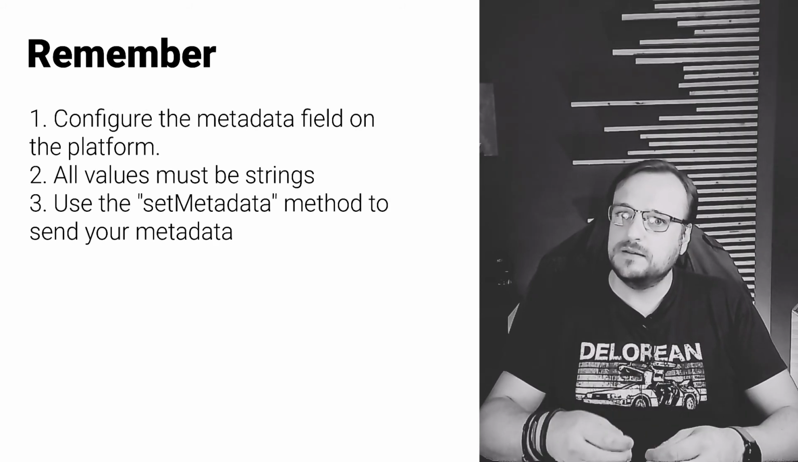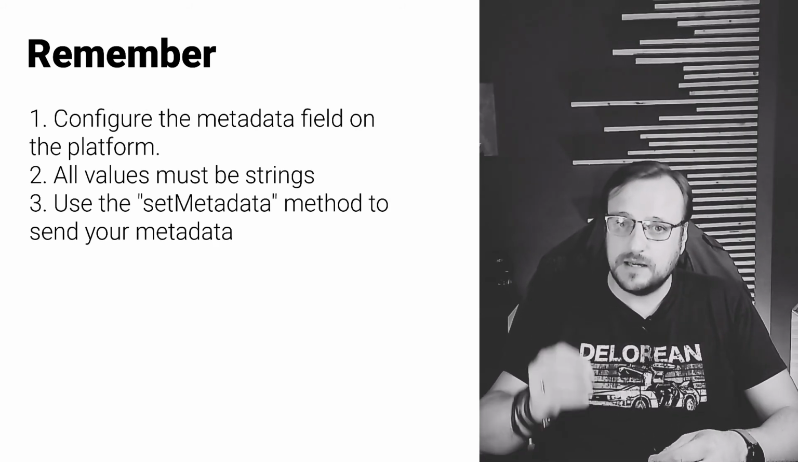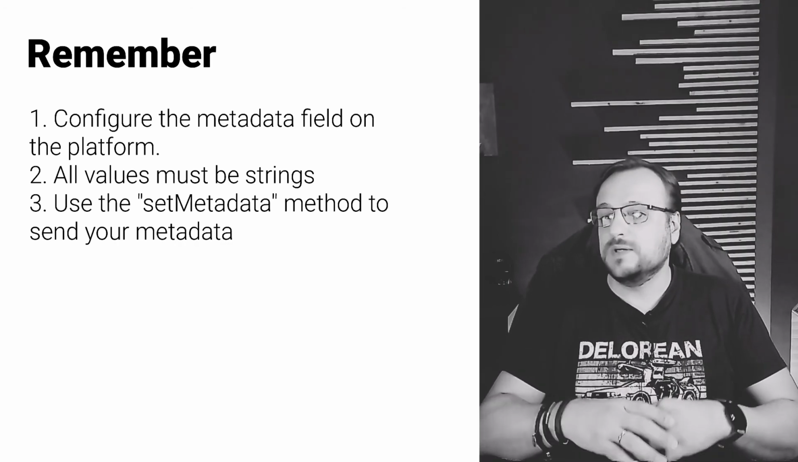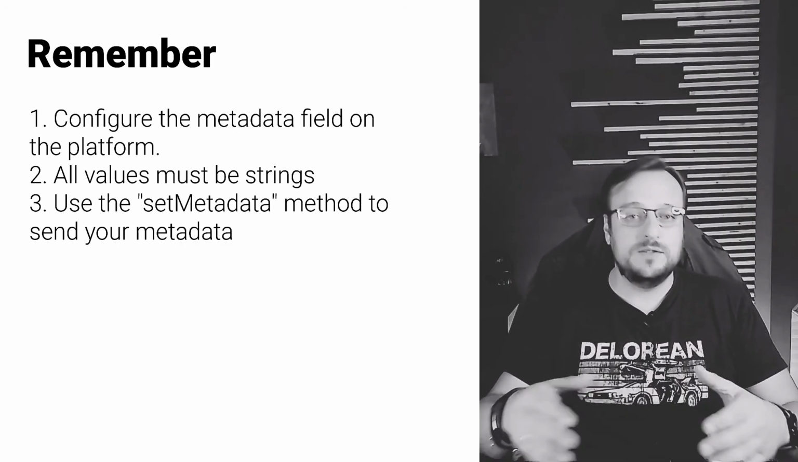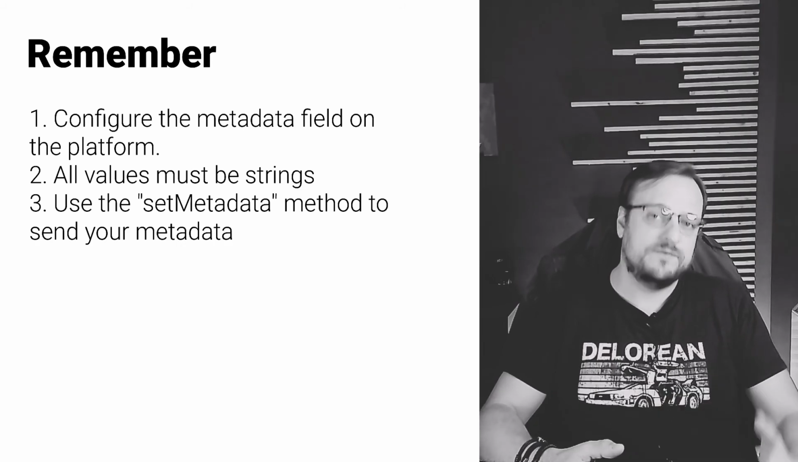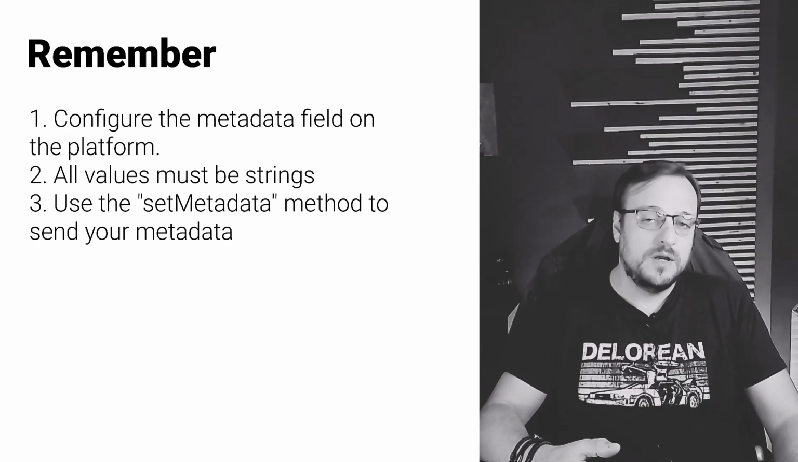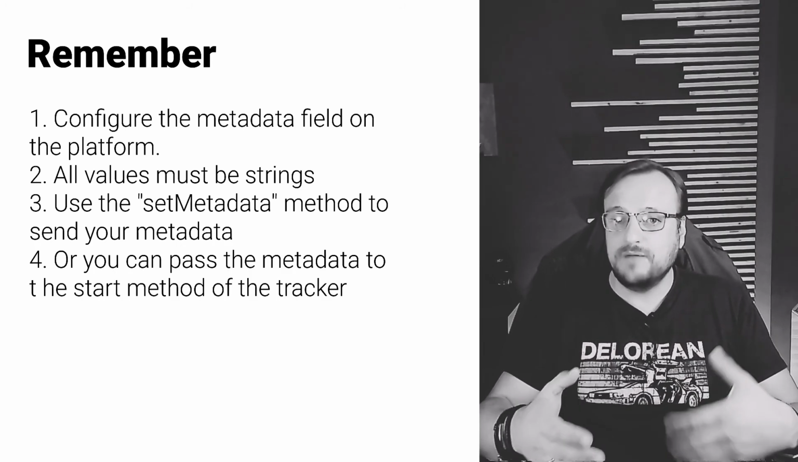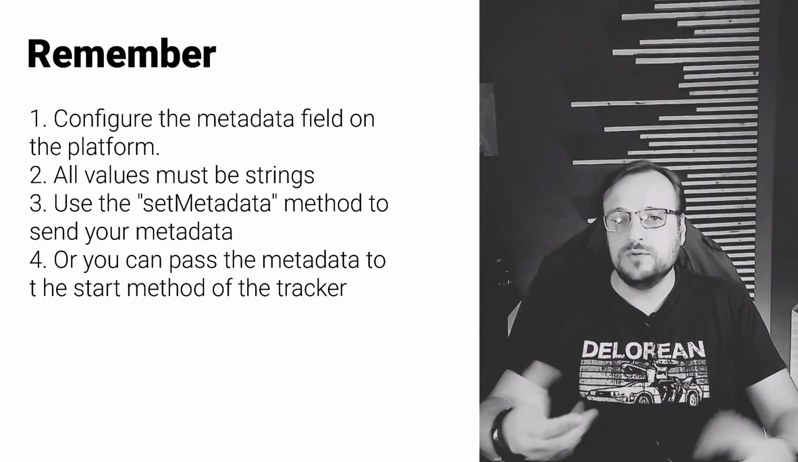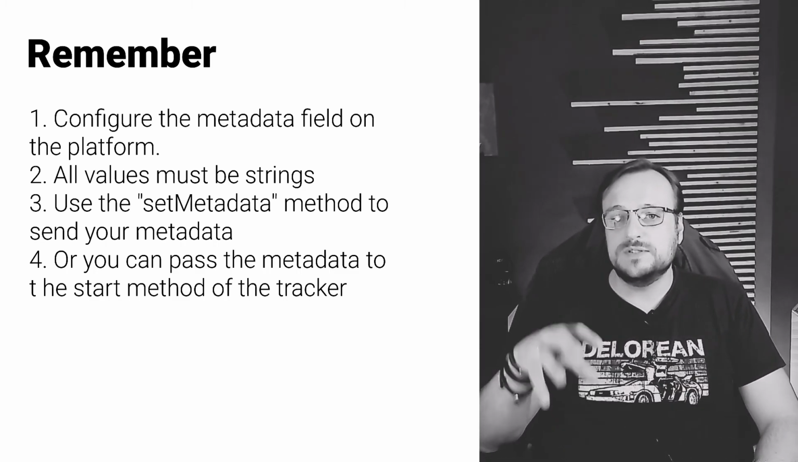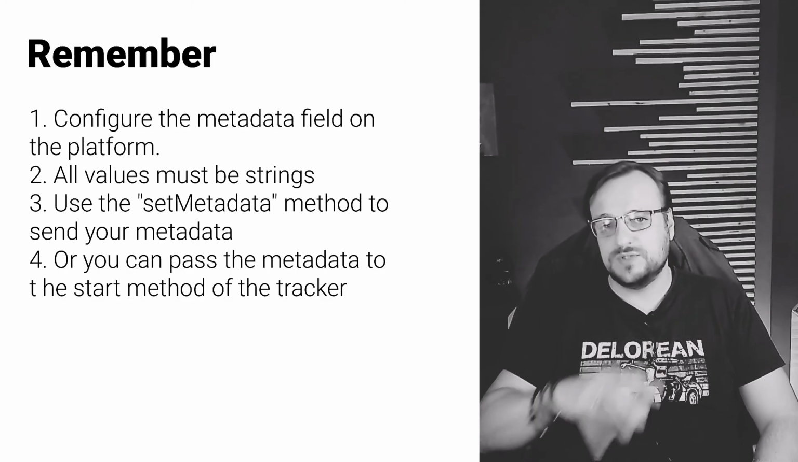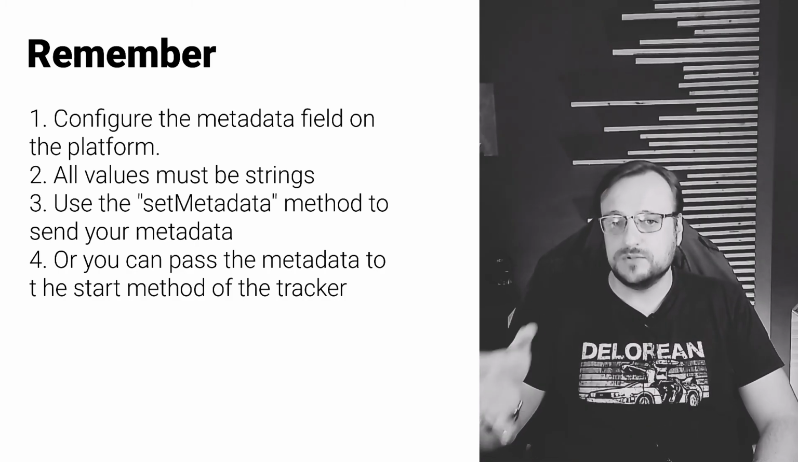You can either send metadata through the setMetadata method on the tracker that you can execute anywhere in your code as long as it executes after you call the start method, or if you have the data available when you call the start method, you can also use the parameters to set the metadata. You can see more information about that in our documentation. If you happen to have any issues setting or sending metadata, reach out to us on our Slack channel with a link in the description, and we'll be more than happy to give you a hand.